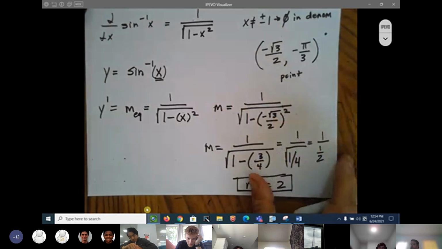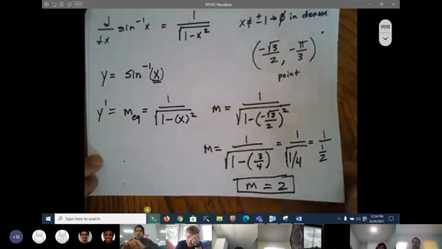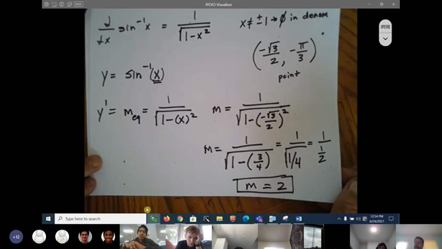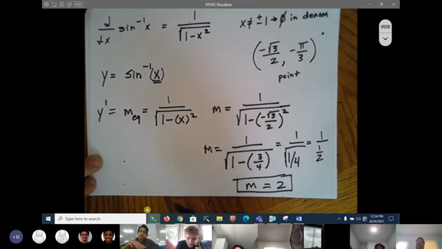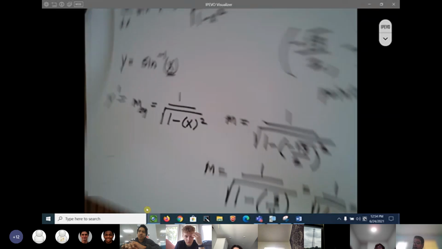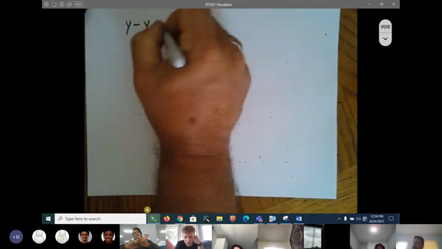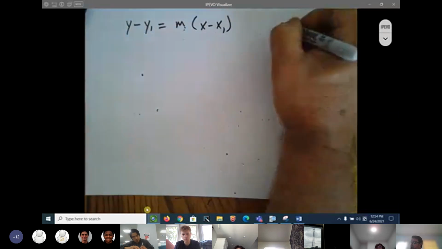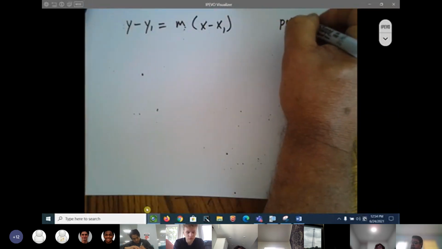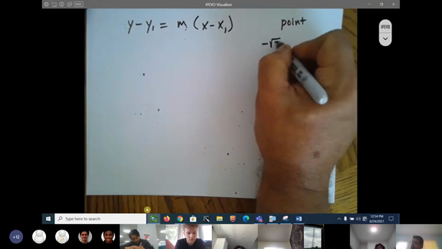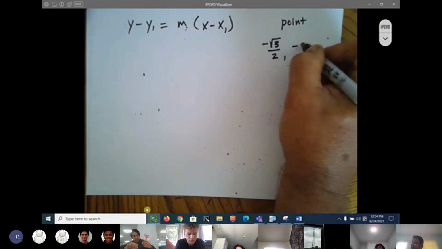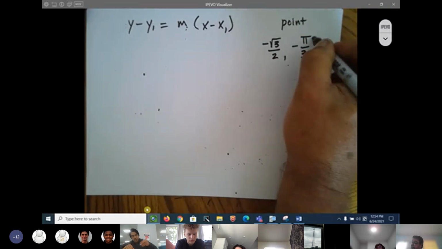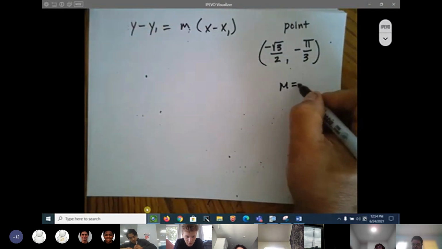So what do you think I'm going to use? The point what? Point slope. Equation. Y minus y sub 1 is equal to m times x minus x sub 1. And my point is negative square root of 3 over 2, negative pi over 3. And my slope is equal to 2.